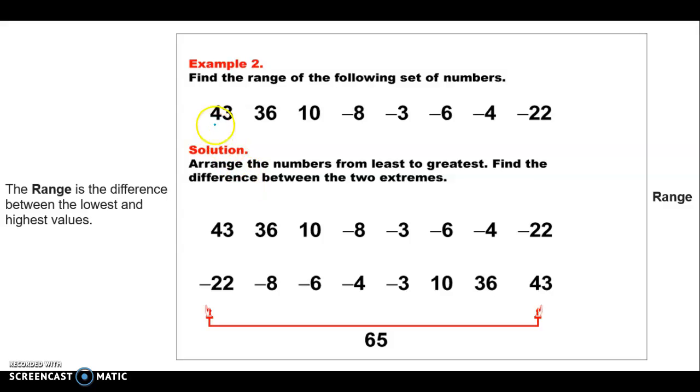And the last one is the range. So we have to arrange them from least to greatest. So we have to find the two extremes. It has to be the greatest minus the least, which right here is 43 minus negative 22, and it's going to be 65. And this is the range.